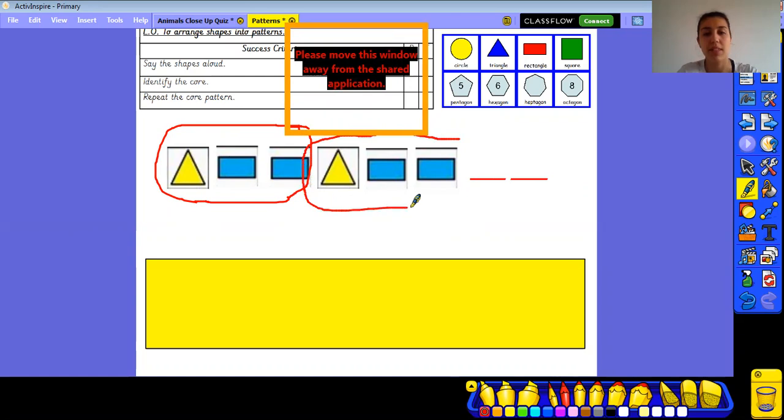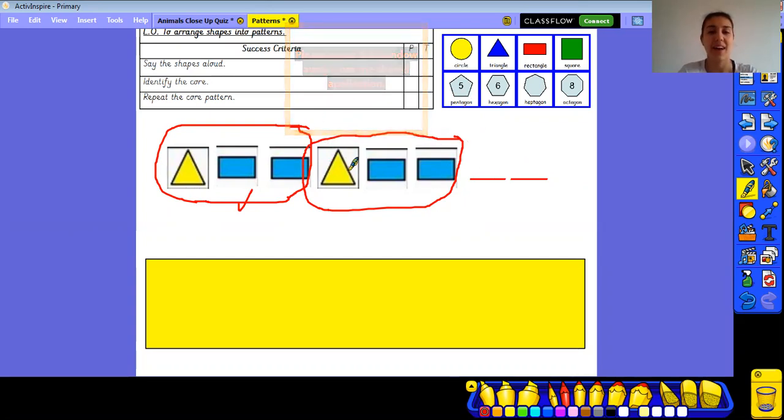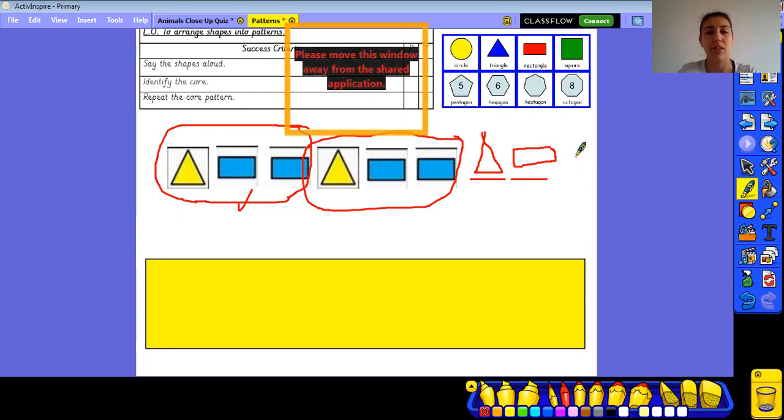So I'm going to group this together. So that means that this is my core here, triangle, rectangle, rectangle, triangle, rectangle, rectangle. So what comes next? Well, I've got two full cores here, so it just repeats again, and it starts with a triangle and has a rectangle after it. If it were to continue again, there would be another rectangle.